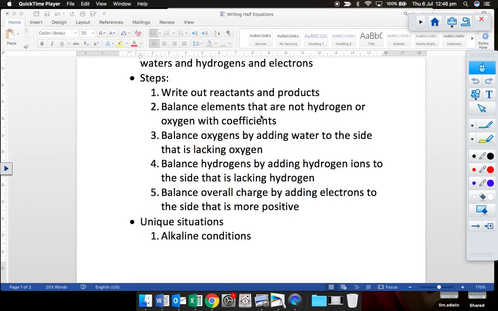You balance elements that are not hydrogen or oxygen with coefficients. You balance oxygens by adding water to the side that is lacking oxygen. Balance hydrogens by adding hydrogen ions. And then you balance the charge by adding electrons. So let's go through one of the first examples.